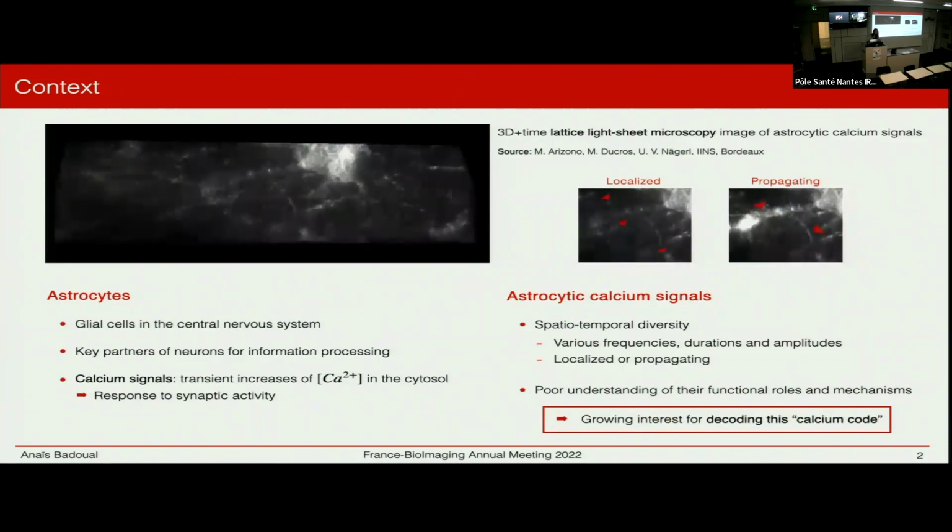Unfortunately, today we still poorly understand the mechanisms behind those signals. We don't know if this diversity is related to different neurobiological functions in the brain, and also their involvement in some diseases such as Alzheimer or Parkinson. So this is why today there is a growing interest for the neuroscience community to decode this calcium code.